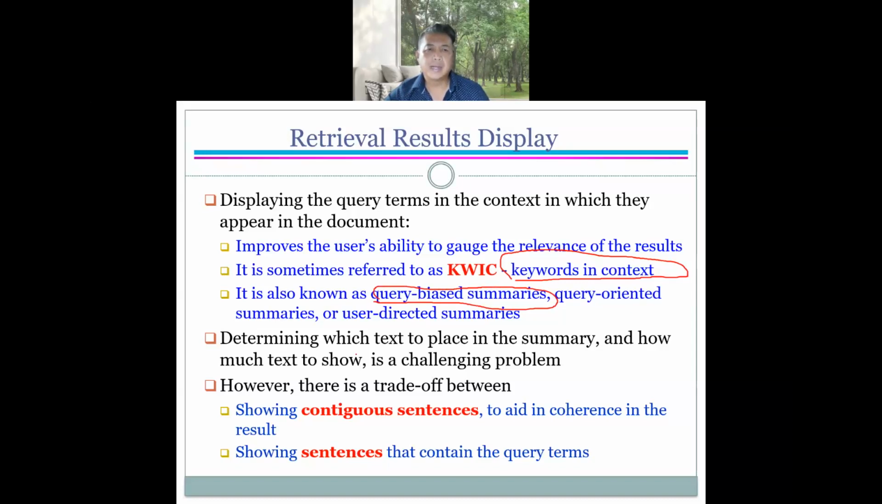And determining which text to place in the summary and how much text to show is a challenging problem because you don't know how much is enough to display to the user. If you take the full paragraph or half paragraph, user tend to feel boring or they say a lot of things to be read and then they will just skip. If you manage to just display one or two or three sentences only related to the keyword, I think that is good enough already. And that's why they say here there is a trade-off between showing the sentence or part of the sentence. So this is still in active research in information retrieval.